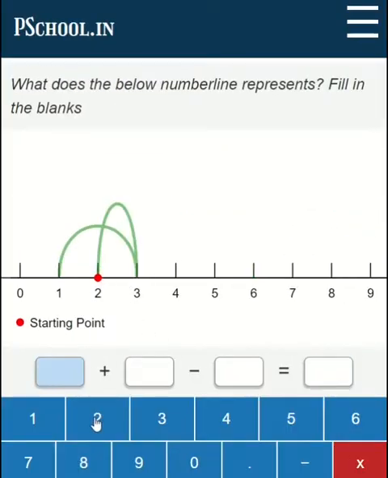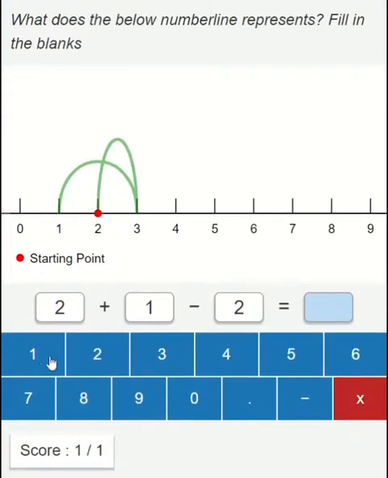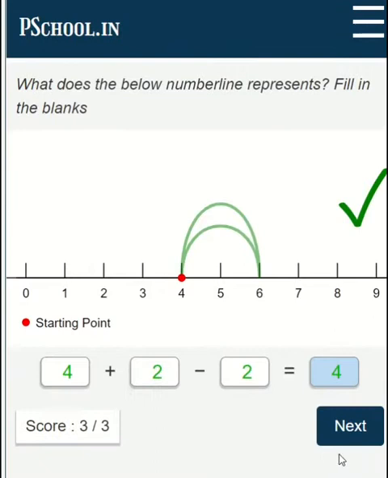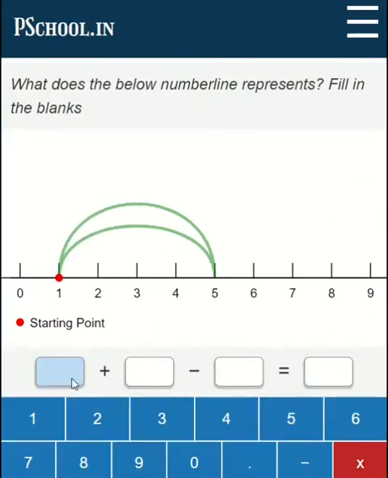The starting point is 2, we add 1 to it and then we subtract 2 from it. And we get 1. Starting point is 4, we add 2 to it and we subtract 2 from it, we get 4. Starting point is 1, we add 4 to it and then we subtract 4 from it and we get 1.